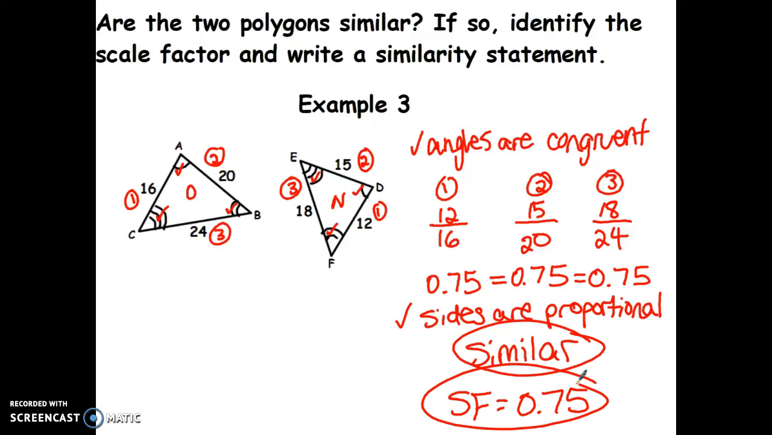And finally, we need to write our similarity statement. So 1, 2, 3, A, B, C. That's triangle ABC is similar to triangle 1, 2, 3, DFE.